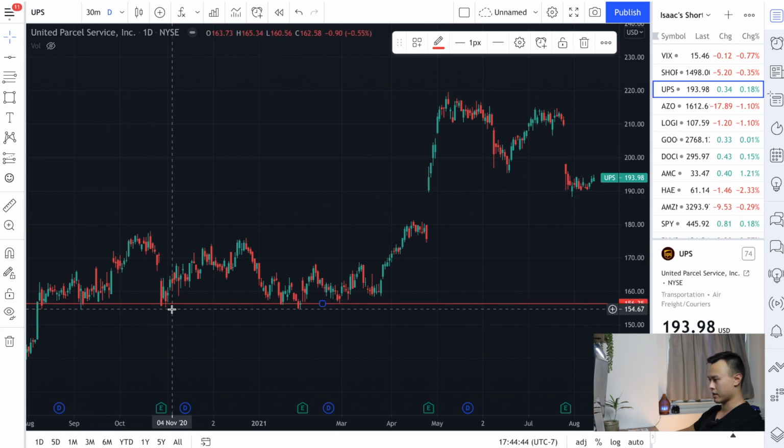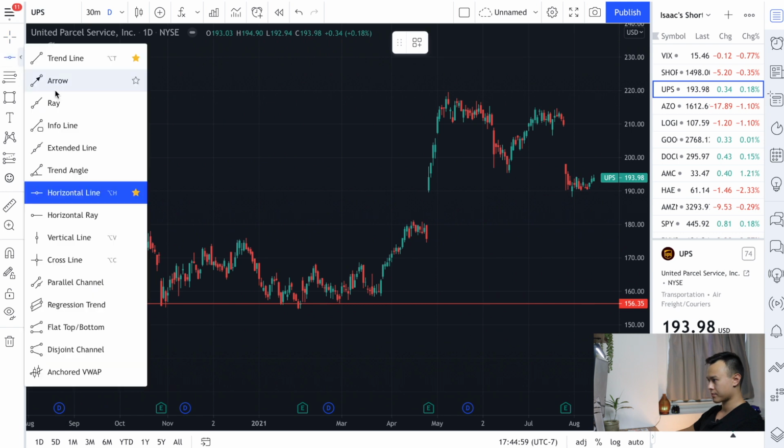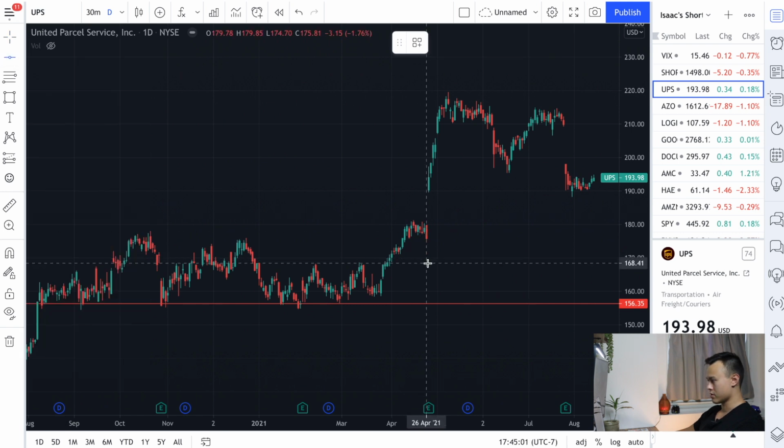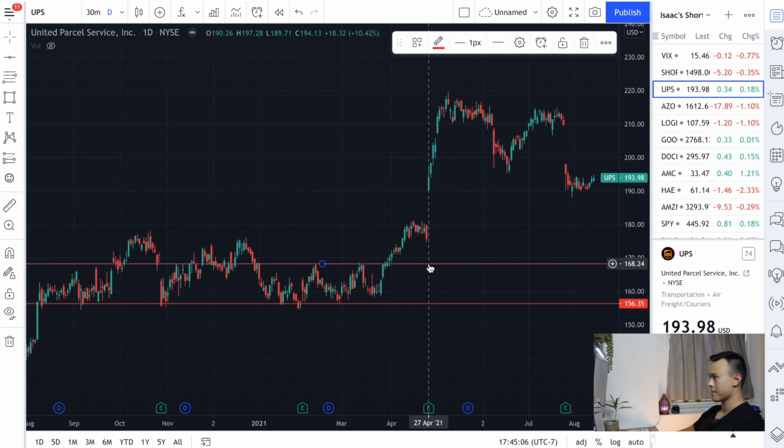The reason why I draw this here is because all these candles come down here, they bounce off of it and rally up, bounce off of it, rally up. Here we see bounce, rally up, bounce, rally up, all the way here, bounce, rally up, bounce. Okay, so 156 is a really strong level right here, and then we're going to draw our next one right here at around 168, okay?